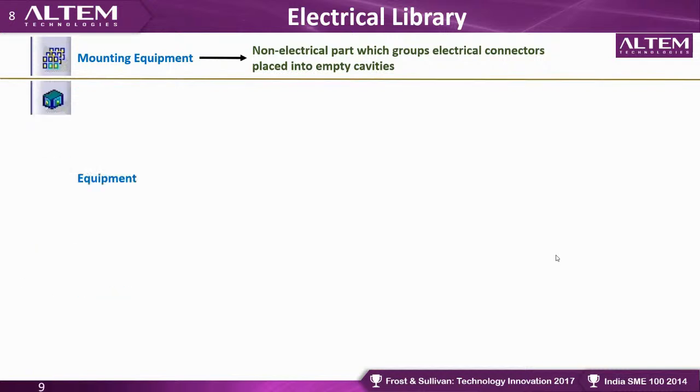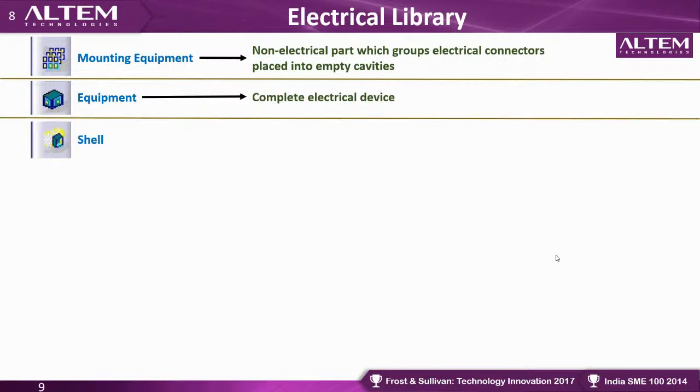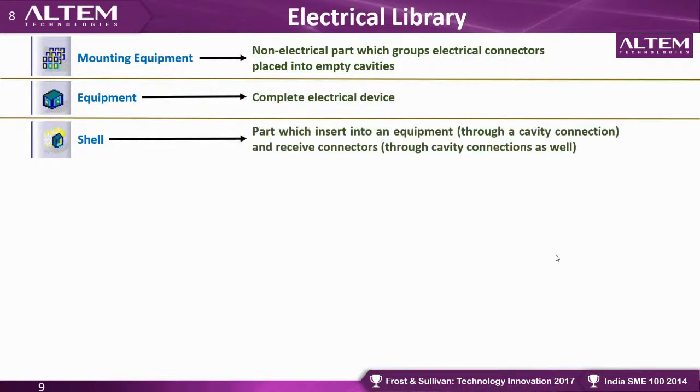So this is the set of electrical libraries and the terms and the equipments which we will come across. So we can define our equipments as any one of the equipment shown in this slide. So there is a mounting equipment, which is a non-electrical part and which will group electrical connection and be placed into empty cavities. Then we will have equipment, which will be a complete electrical device. Then there will be a shell. The shell is a part which will be inserted into the equipment and which will receive the connectors.